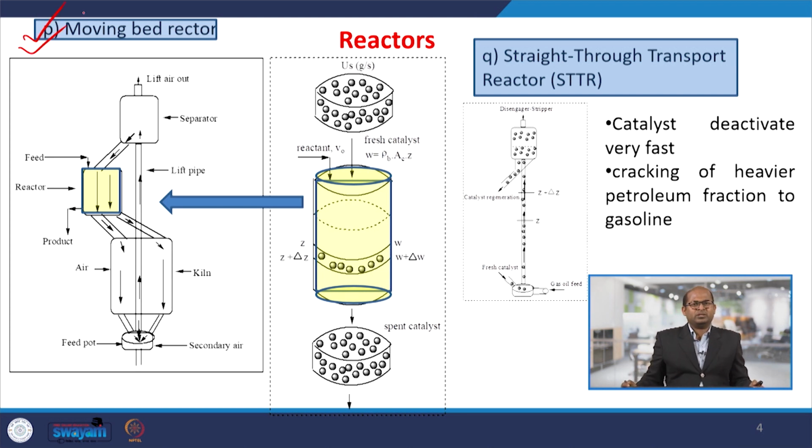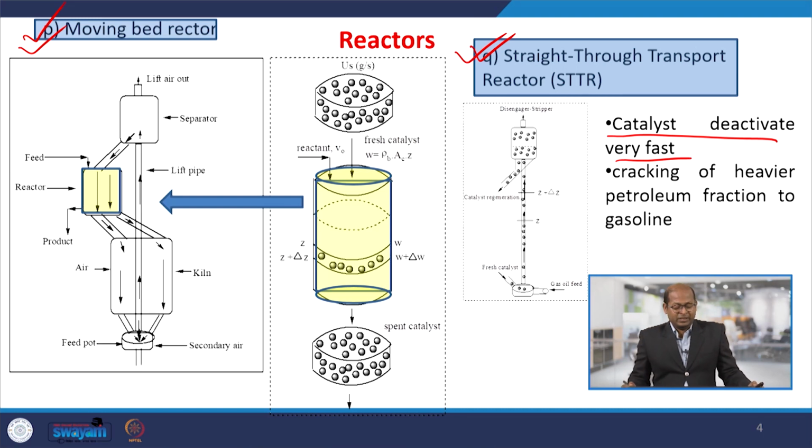So, this is also a moving bed reactor, a straight through transport reactor. These are the typical reactors mostly used where cracking reactions take place in the petroleum industry, where heavier petroleum fractions are cracked to form gasoline or lighter components, that is, lower molecular weight compounds from heavier compounds. In that case, catalysts are used in that particular cracking reaction.